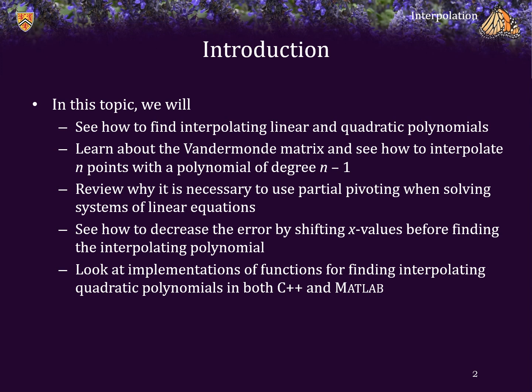So in this topic, we will see how to find interpolating linear and quadratic polynomials. We will learn about the Vandermonde matrix and see how to interpolate n points with a polynomial of degree n-1. We will review why it is necessary to use partial pivoting when solving systems of linear equations. We will also see how to decrease the error in interpolating polynomials by shifting the x values before we find the interpolating polynomial. Finally, we will look at implementations of functions for finding interpolating quadratic polynomials in both C++ and MATLAB.